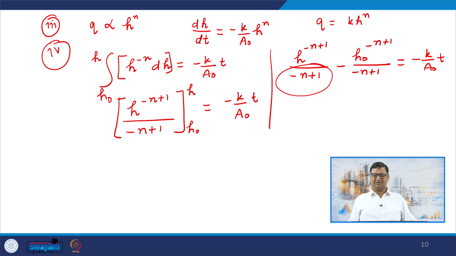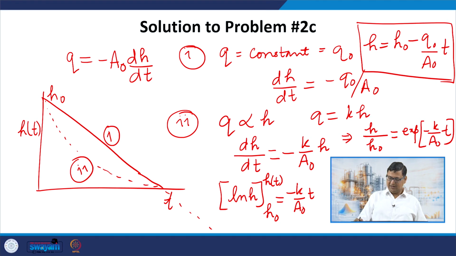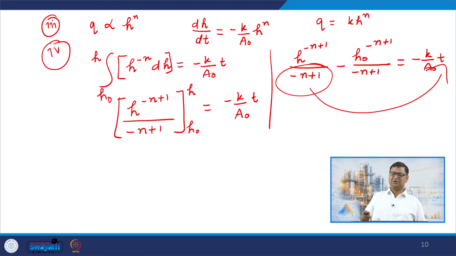I can try to sacrifice it, or I can try to save it by moving this minus n plus 1 to the other side, but that will not help either, because then the time dependence will go away. And in no way is it going to give me the exponential relation, right. The reason this happened is because I was talking about the integration of 1 over h dh, which gives me a ln, and that ln you will not get in this particular case. So, for the n equal to 1 case, we need to treat the integral separately.